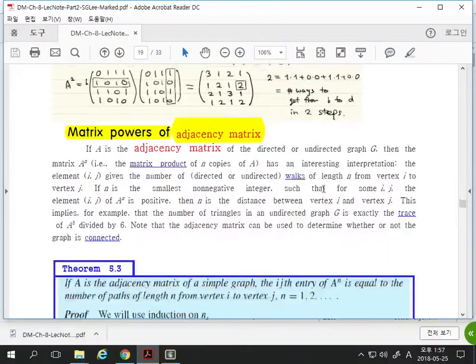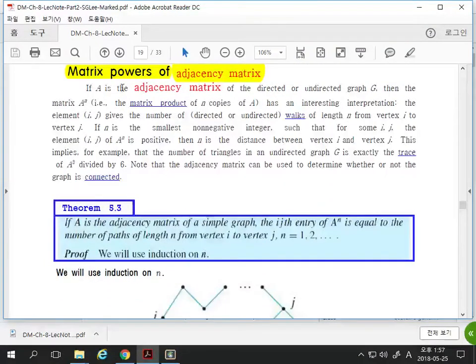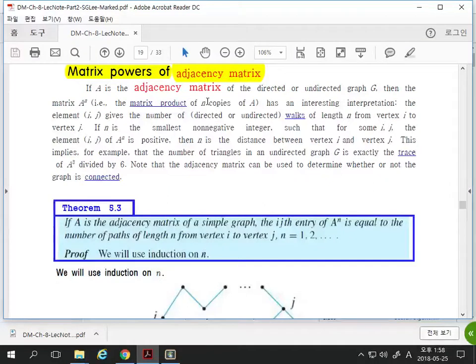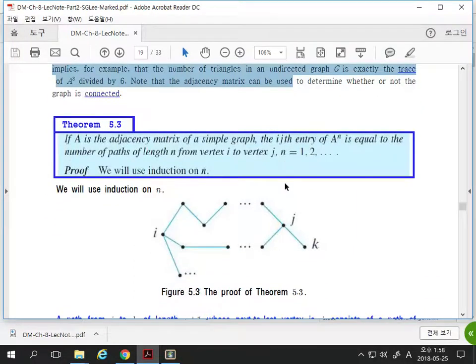And what else? The matrix power of the adjacency matrix. That's what we did. Yeah, this is the explanation. If we find the adjacency matrix from a given graph, then the matrix power of that matrix gives us much information, including the distance of paths from one vertex to the other.